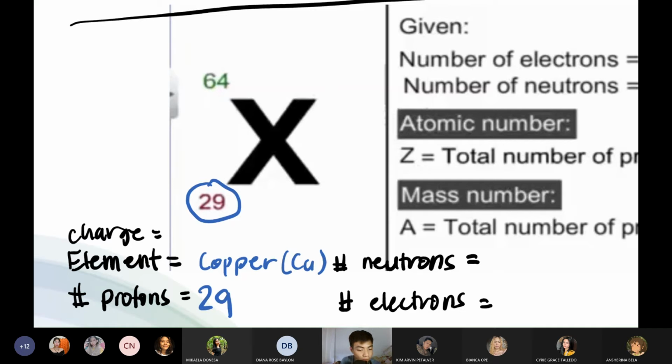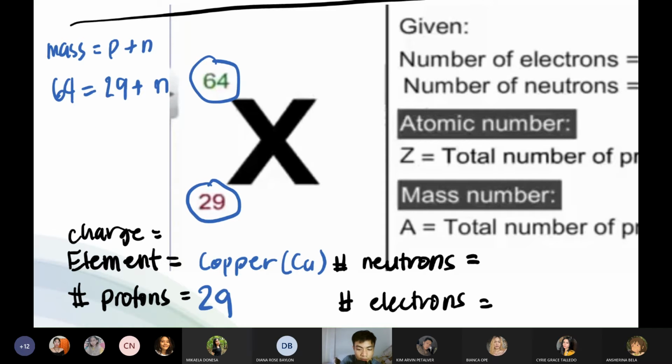What else? We still lack three: charge, neutron, and electron. So how do we find them? You have your atomic mass here, 64. What is the atomic mass made of? Proton plus neutron. So in equation form, mass equals proton plus neutron. That's 64 equals proton, which is 29, plus neutron, which is unknown. So what do you add to 29 to make 64? I'll just use a calculator so it's correct. Don't do it mentally. That's 35. So the number of neutrons for this element is 35.